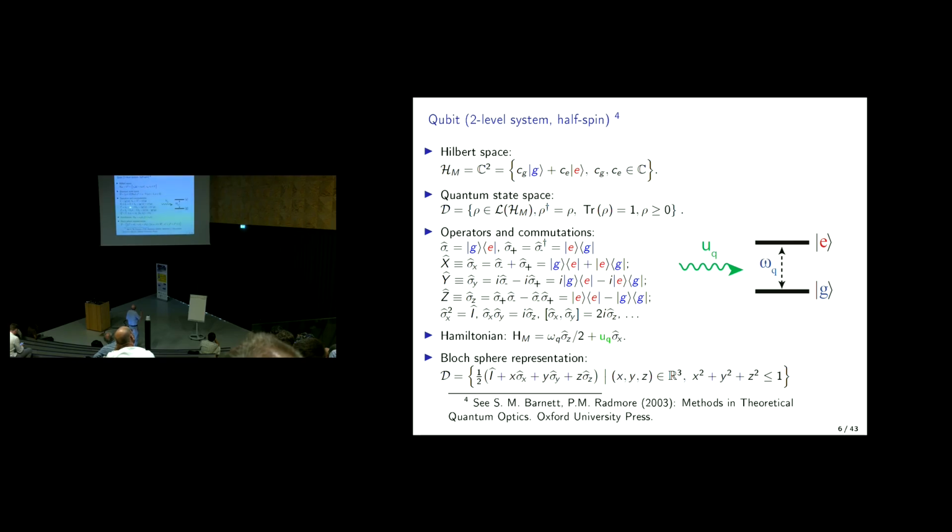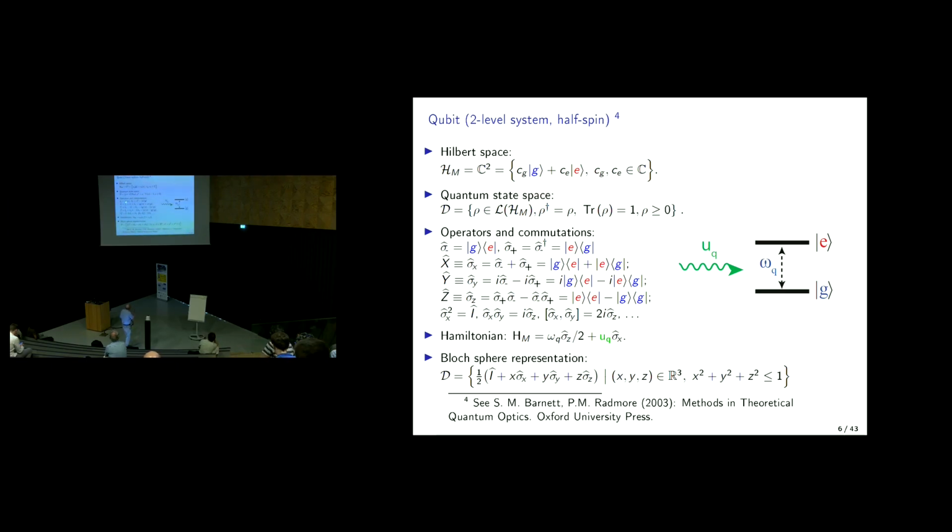And here you have an operator, which is sigma minus. Sigma minus takes you from the excited state to the ground state. It is the way that you can interpret it. Typically, if you apply sigma minus to e, you go to g, because you applied it just here.